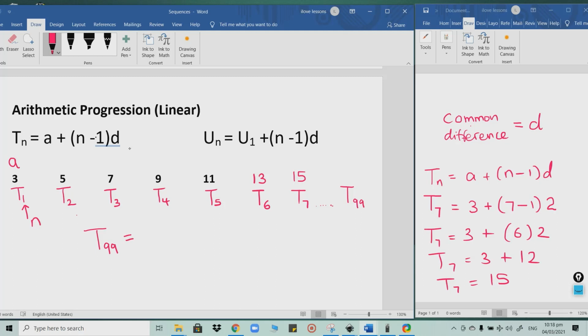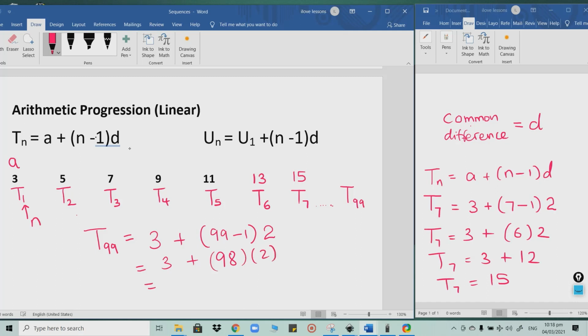A is how much? 3. Plus, we're trying to find the 99th term. So n is what? 99. We have to minus 1. And the common difference for this particular arithmetic progression is 2. So 3 plus 99 minus 1, which is 98, multiplied by 2.